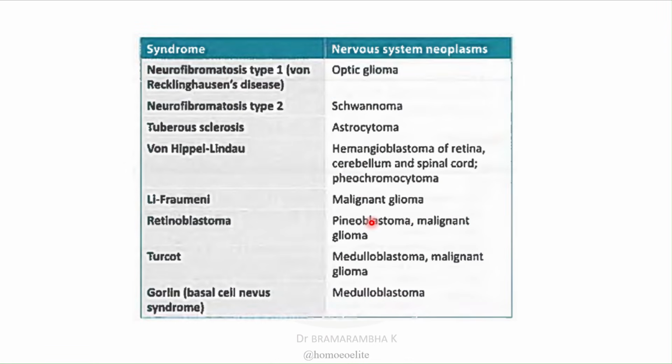So here you can see the syndromes and which nervous system structures are getting affected, so the tumors formed in the nervous system. Okay. We will also discuss neurofibromatosis type 1 and type 2 in the further slides. So this is a small table. It will help you in solving any kind of match the following that can be asked from this topic.